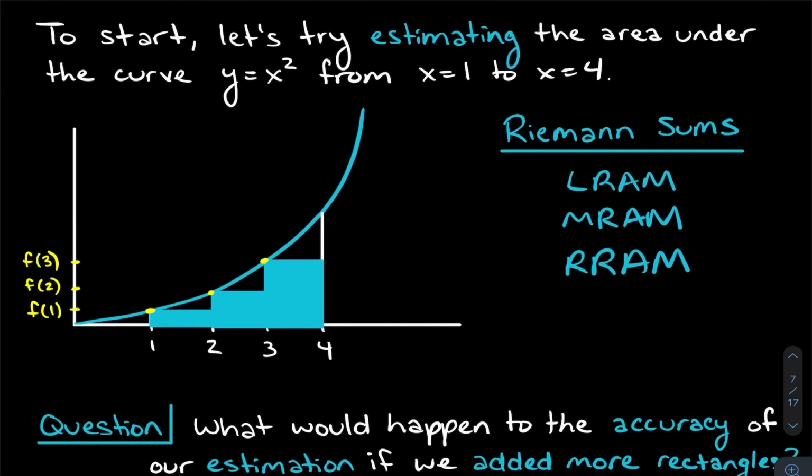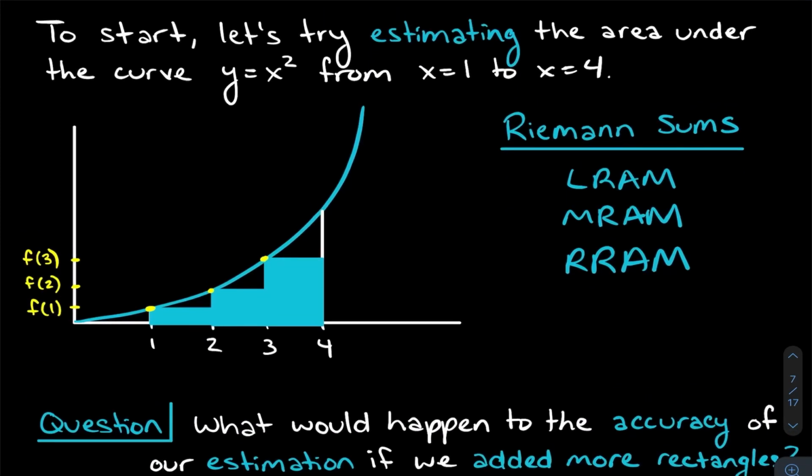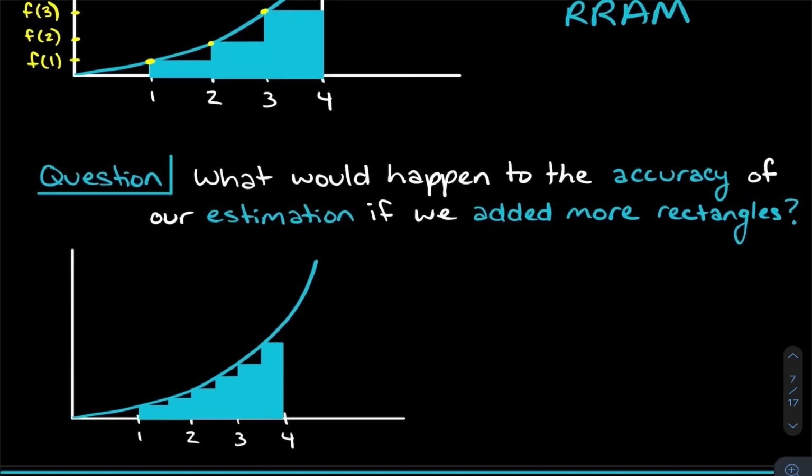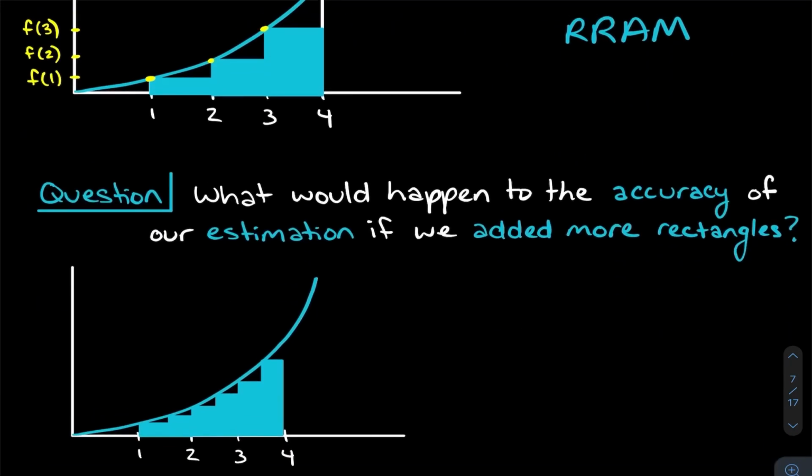Well, we can add more rectangles. That's the question I have here. What would happen to the accuracy of our estimation if we add more rectangles? And let me show you. It would essentially be this guy right here.